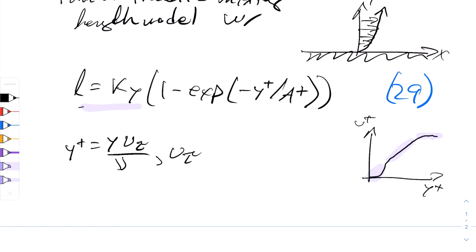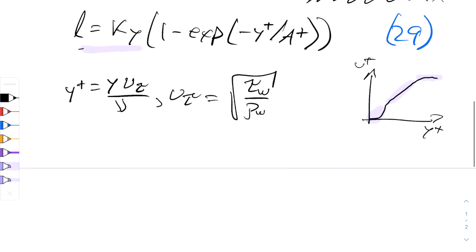U tau we call typically the friction velocity, and it's equal to the square root of tau at the wall divided by rho at the wall. Here tau is the wall shear stress and density is the density at the wall. Sometimes we might write rho sub w because it's specified density at the wall, but it's a constant in this formulation due to incompressibility.